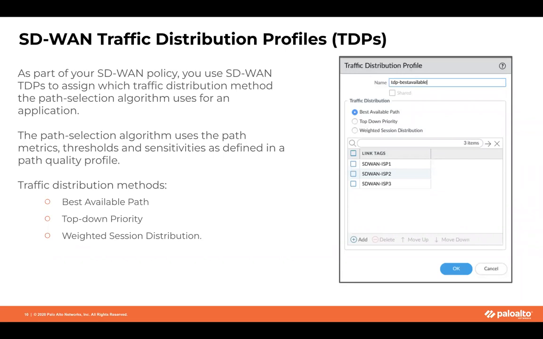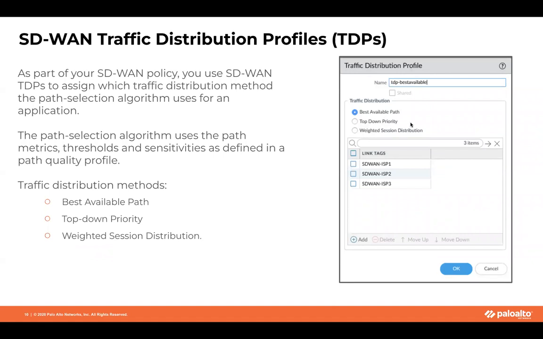One of the places where you usually see weighted session distribution will be, again, with metered links, so LTE or satellite possibly. And one of the main reasons is, unlike the best available path and top-down priority traffic distribution, weighted session distribution doesn't actually shift your traffic if there is a path degradation. It will only shift traffic to another link if a link goes completely down.